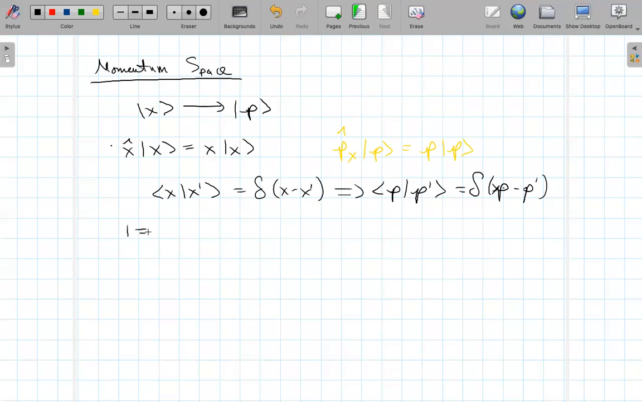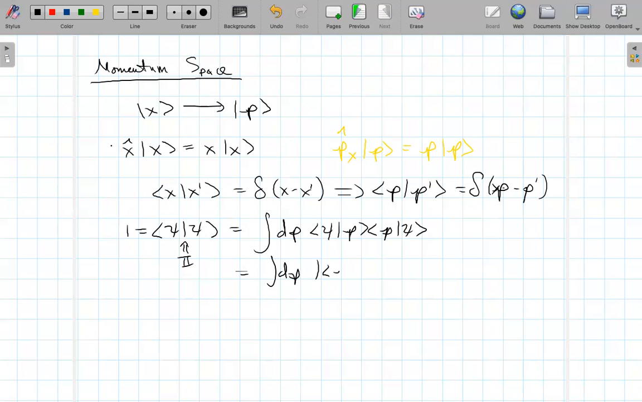And since the inner product of the state psi with itself must be equal to 1, we can now expand this in terms of the momentum basis instead. So we're going to put in our identity right in here. So it's going to be equal to the integral over the momentum of psi, momentum, psi, which is simply equal to what? The integral of the momentum times the inner product between the momentum and psi modulus squared.